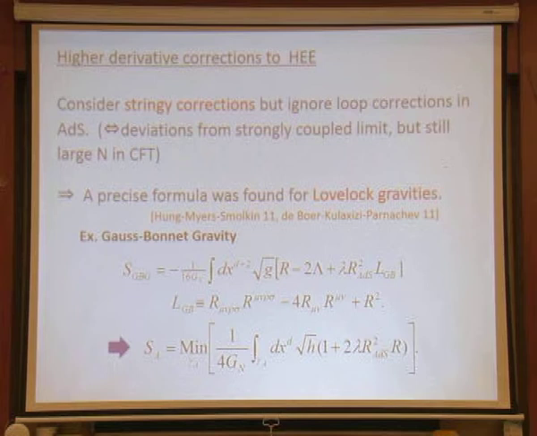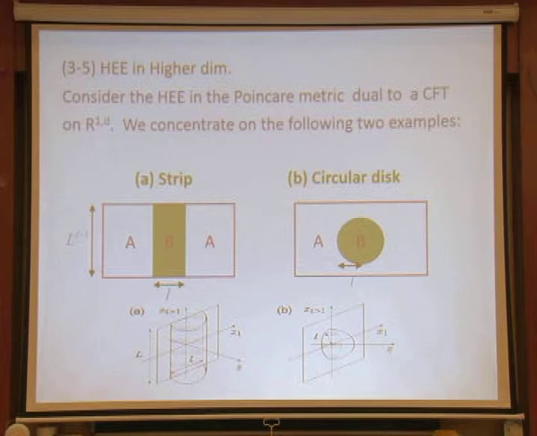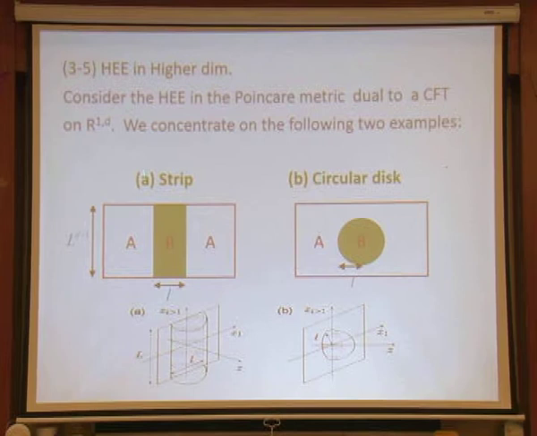Okay, now we go to higher dimensions and give some explicit calculations. We compute holographic entanglement entropy in the Poincaré metric. There are two basic setups: one is a strip like this, and the other is a circular disk, just a round sphere. Other cases are quite difficult to treat analytically, so that's the reason we mainly focus on these two. In the first one, the minimal surface looks like half of a cylinder, and this is half of a round sphere.